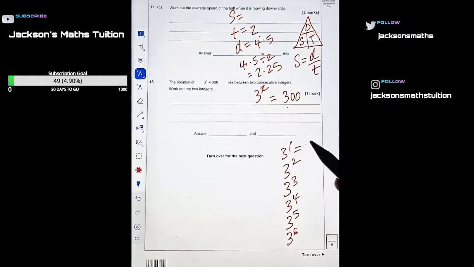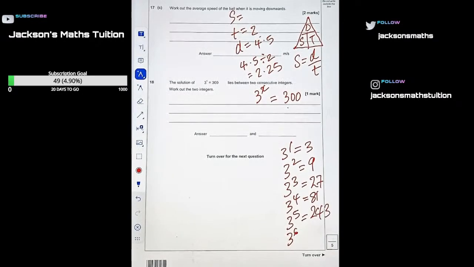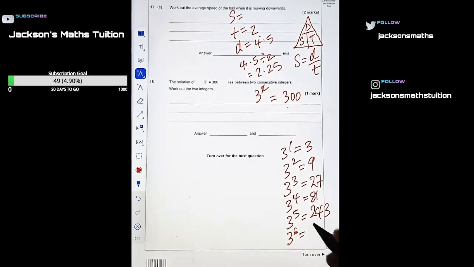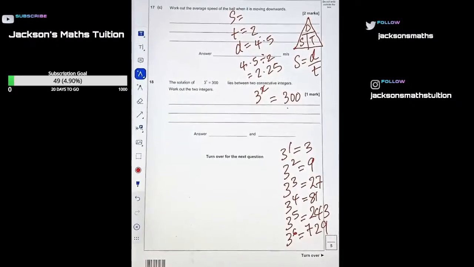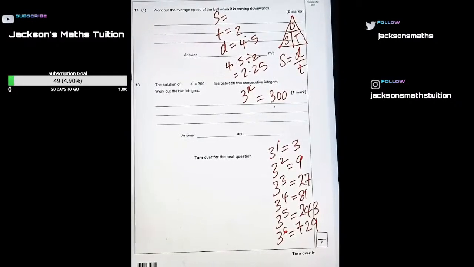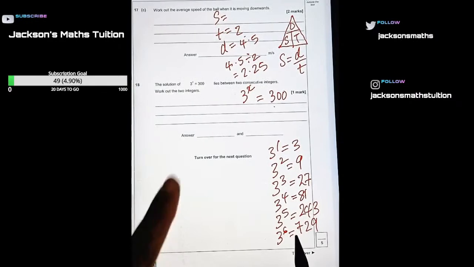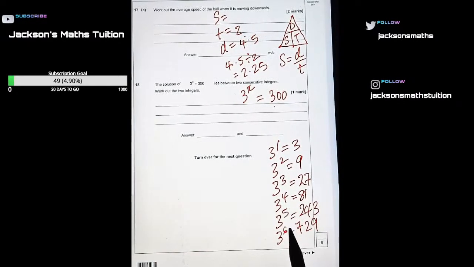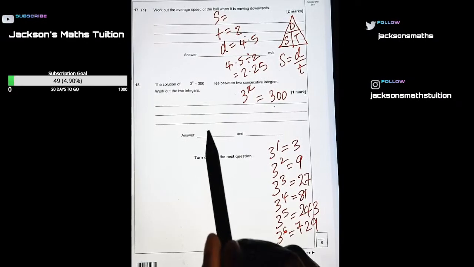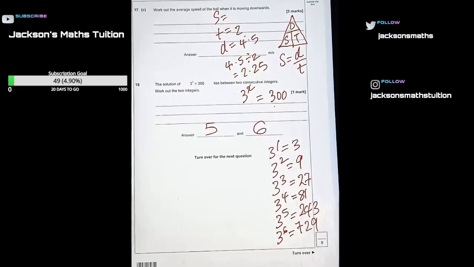So 3 to the power of 1 is 3. 3 squared is 9. 3 cubed, 27. Then we have 3 to the power of 4, which is 81. Then we have 3 to the power of 5, which is 243. And then we have 3 to the power of 6, 729. Now looking at these powers of 3, we can see that 300 is going to be between 3 to the power of 5 and 3 to the power of 6. So the values of x, which is in the powers here, is going to be between 5 and 6.